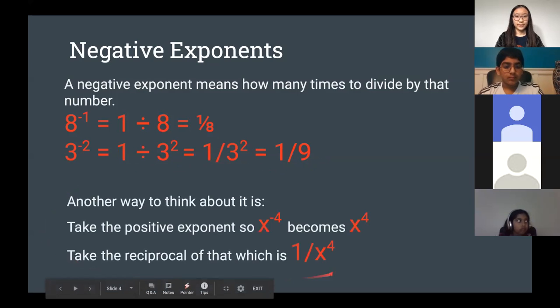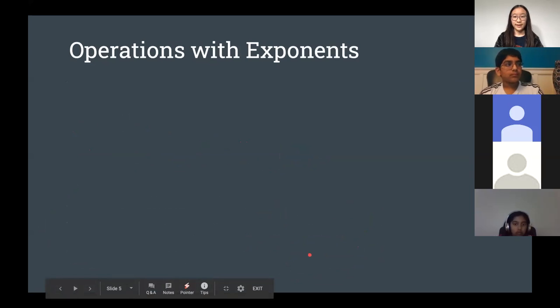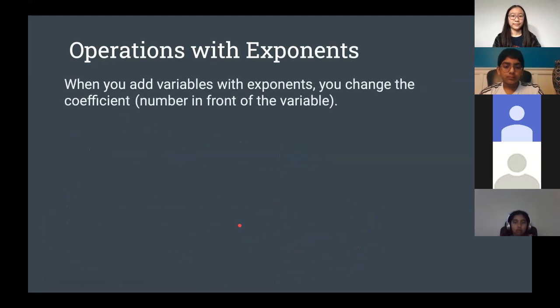And here's another way, a fast way to find negative exponents. First, you convert the exponent to become positive, and then you just take the reciprocal of that, which is 1 divided by that exponent. And now on to operations.